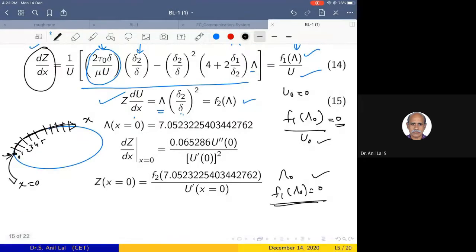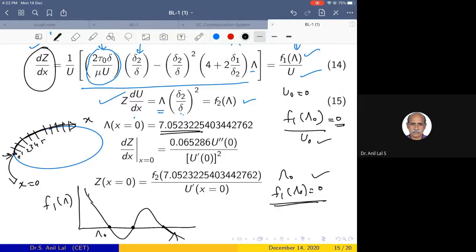If we have lambda along the x-axis and f1 of lambda along the y-axis, and we plot the variation, it will be something like this. We'll have the zeros like this, then it will go like this. This kind of variation we have. So this lambda 0 can be found by drawing this or by solving this equation using some nonlinear solution method like Newton-Raphson. So we get lambda at x equal to 0, or lambda 0, as 7.0523. That is the value you get.